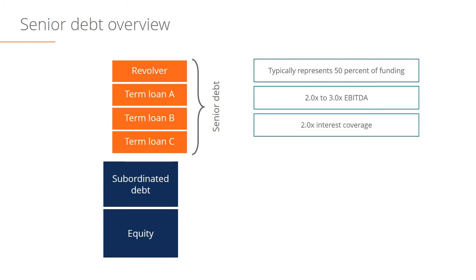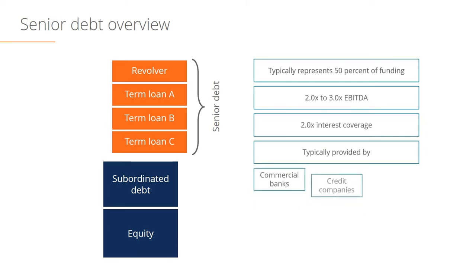Or another way to look at it is 2 times interest coverage. So whatever the interest expense of this debt would be, the company has to generate sufficient cash flow to cover that 2 times over. The typical providers of senior debt include the commercial banks, credit companies, and insurance companies.